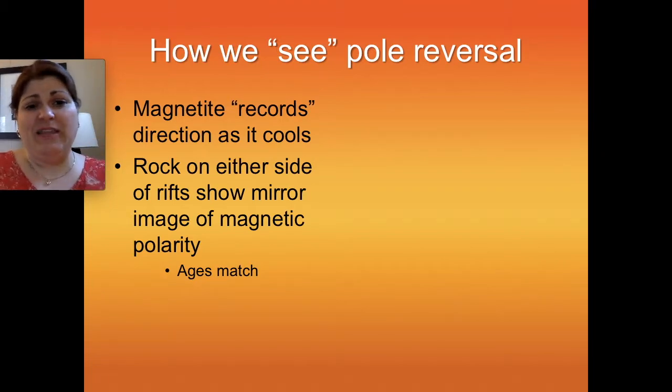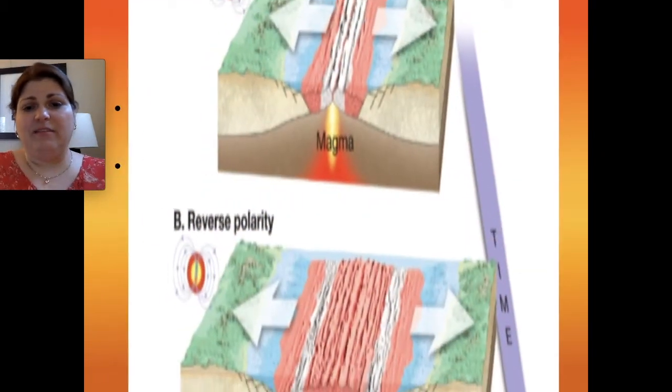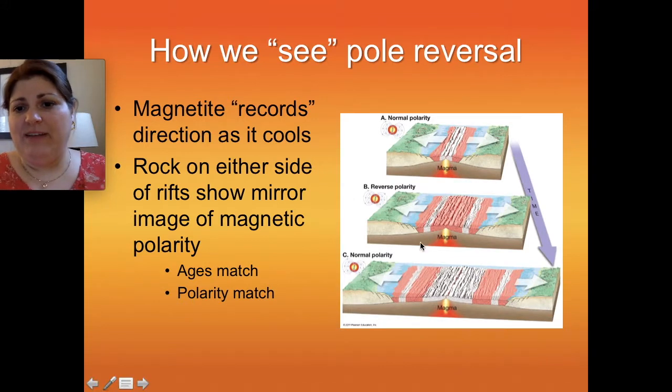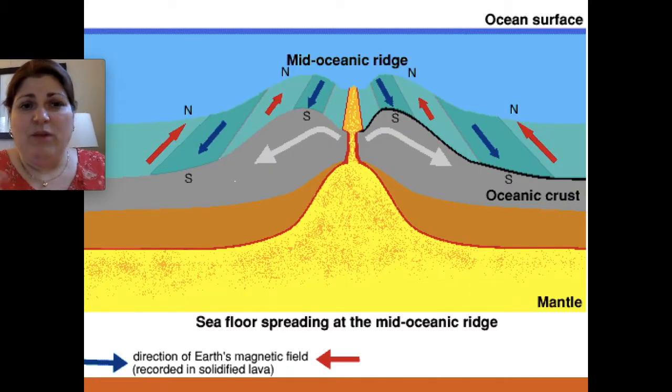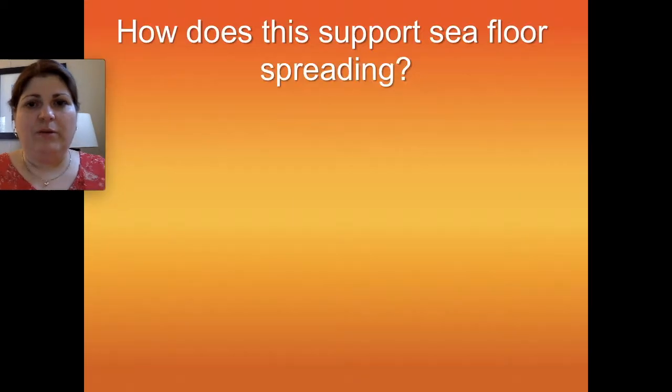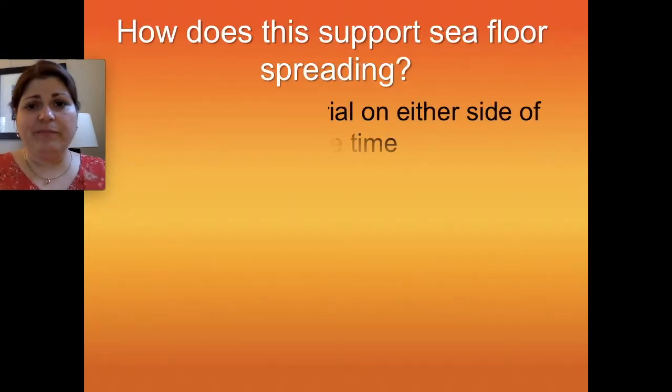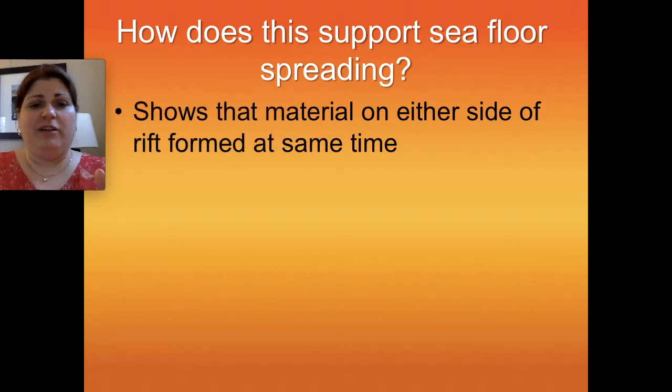The ages when we date the rock also matches, as does the polarity. And so as magma rises up, we see normal polarity, followed by reverse polarity, followed by normal polarity, and once again it's the same on both sides. You should graph something like this when you do your seafloor spreading lab. So how does this support seafloor spreading? Well, it shows that material on either side of the rift formed at the same time when polarity was in the same direction.